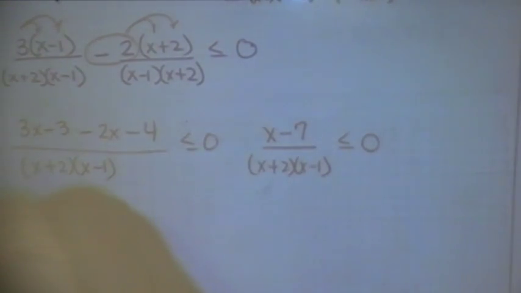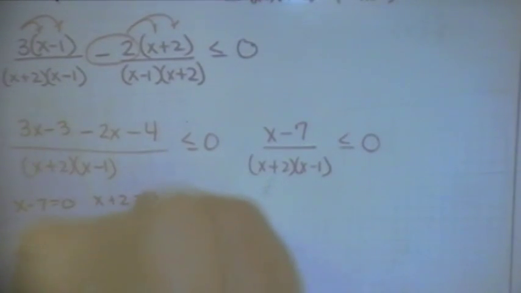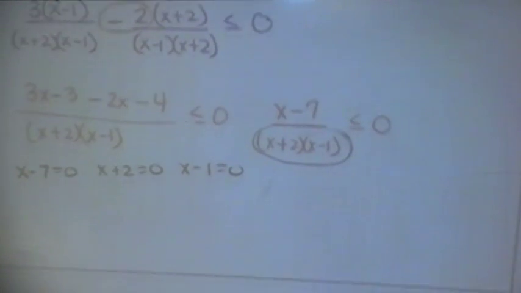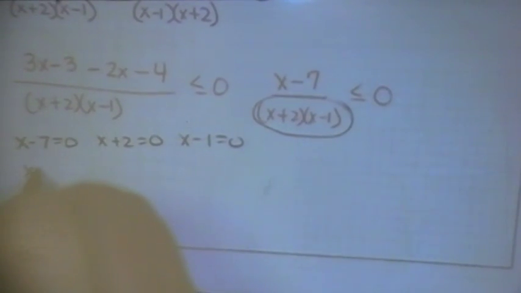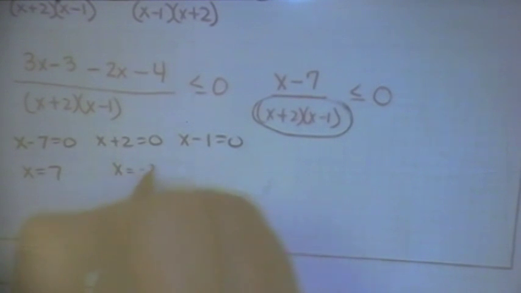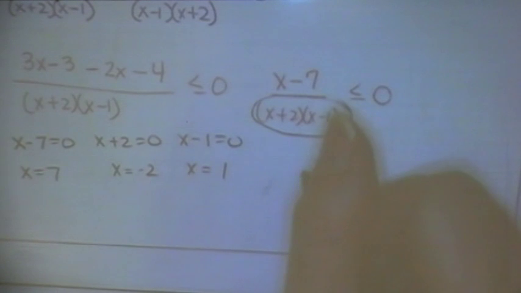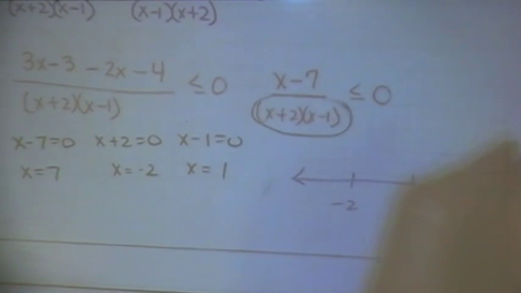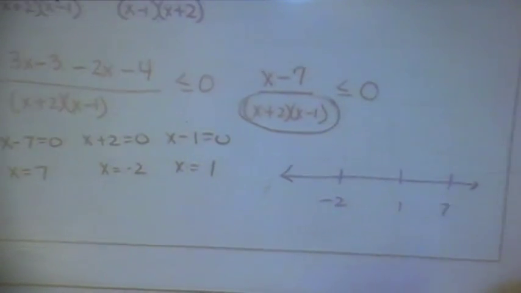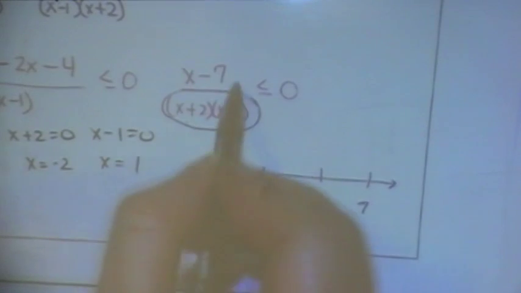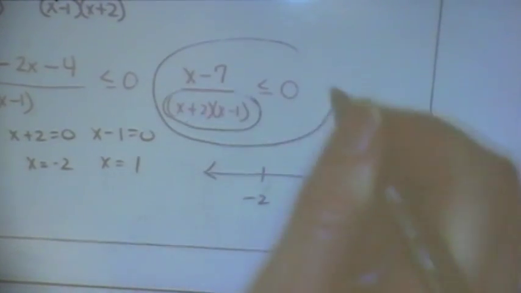Set each factor equal to 0. X minus 7 is 0. X plus 2 is 0. X minus 1 is 0. Recognize these two pieces as your asymptotes. So this is x equals 7, x equals negative 2, and x equals 1. Set up your number line. We're going to check something from each region, plugging it into this equation, the one that we simplified right here.